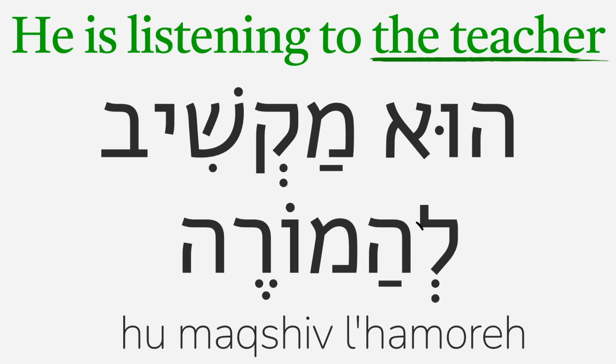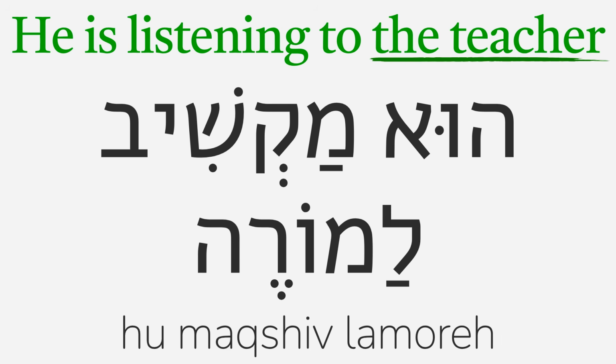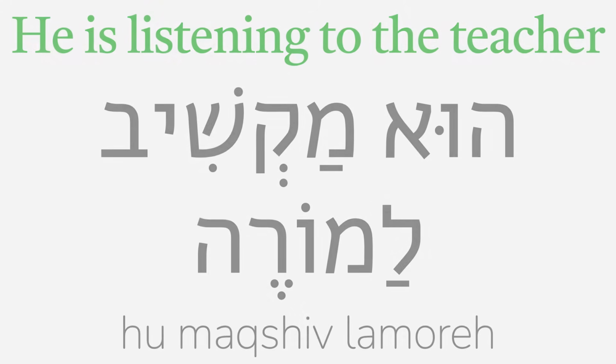Remember that when we have a ha that means the right after the preposition la, they contract to la. So to the teacher is just lamoreh. Hu makshiv lamoreh. He listens to the teacher. Hu makshiv lamoreh. And that's all for today.